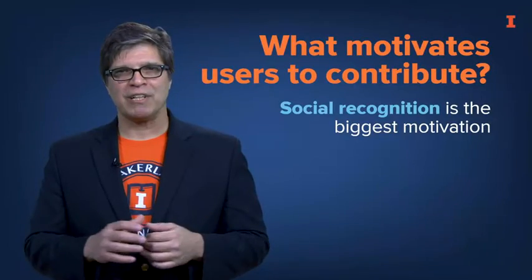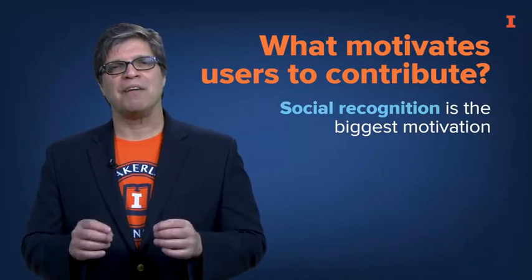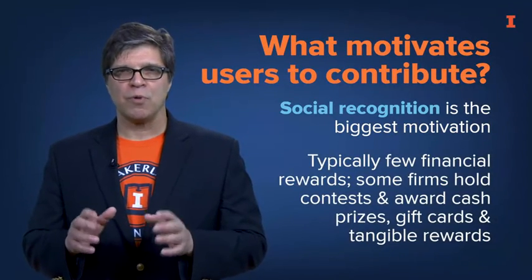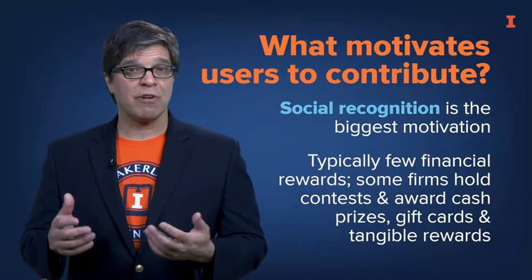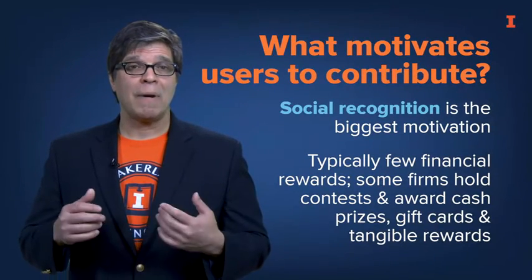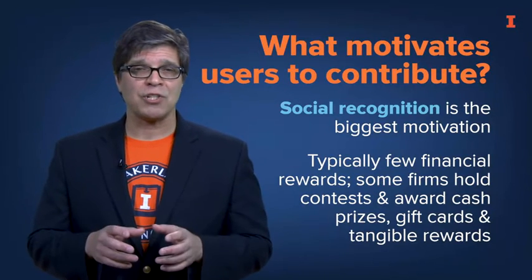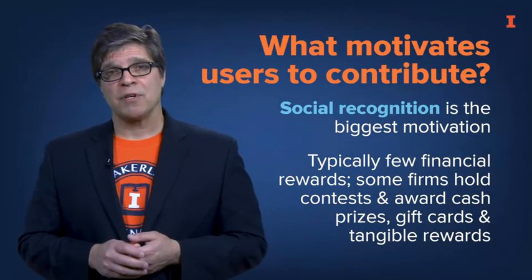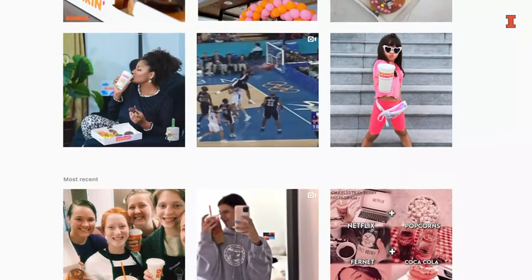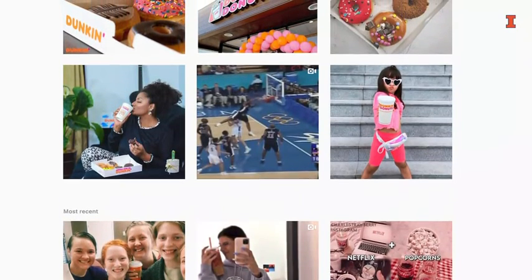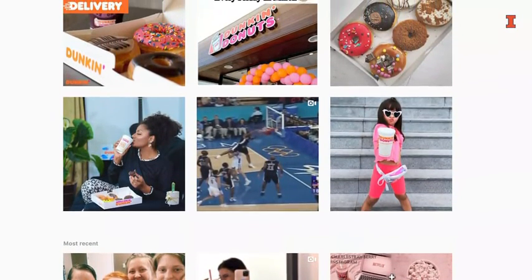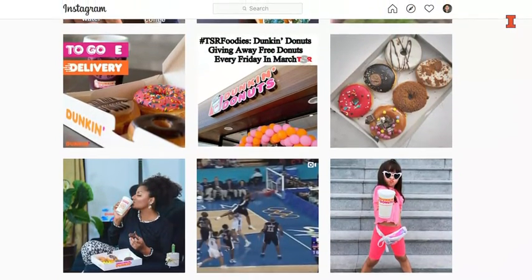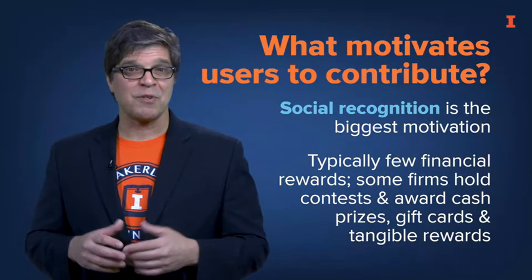In addition to social recognition, some users are motivated by financial incentives. Now, typically, there are few financial rewards for most types of UGC. However, some firms try to encourage UGC by holding contests that provide winners with cash, gift cards, or some other type of tangible reward. For example, Dunkin' Donuts, which now is called Dunkin', I believe, encourages UGC by holding contests in which customers submit photos of themselves consuming its products, rewarding winners with a variety of prizes such as smartphones and televisions.